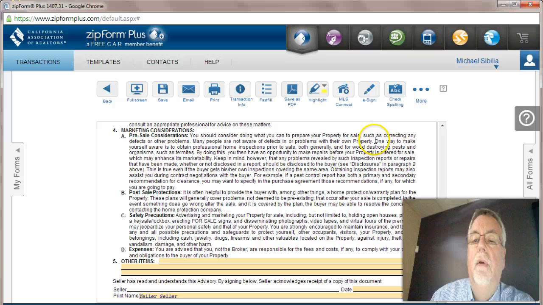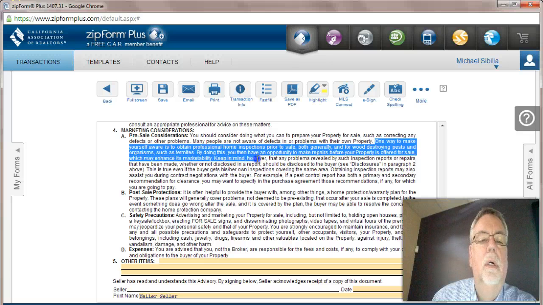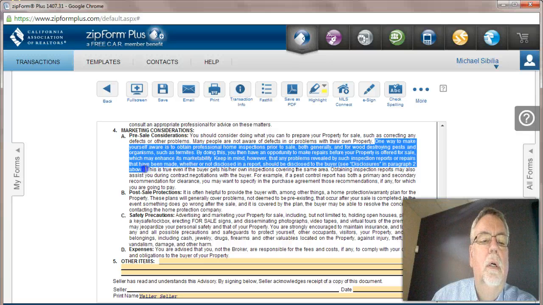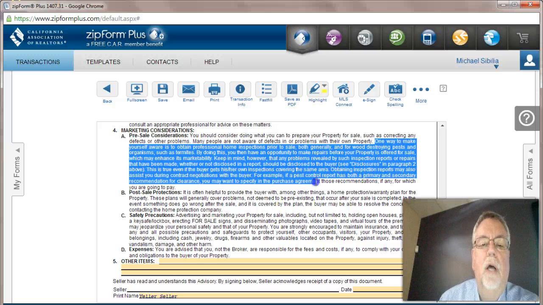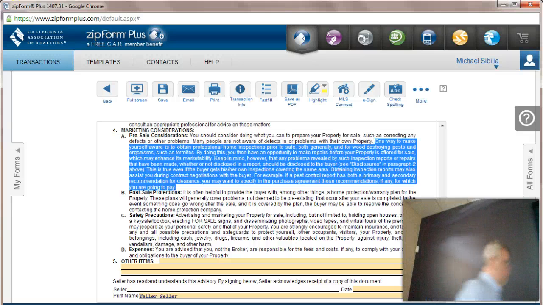All right, so I'll just do the whole thing. Truer words have never been spoken, including termites. By doing this, you then have an opportunity to make repairs before it's offered for sale, which may enhance its marketability. Keep in mind, however, that any problems revealed must be disclosed. This is true even if they get their own inspections.